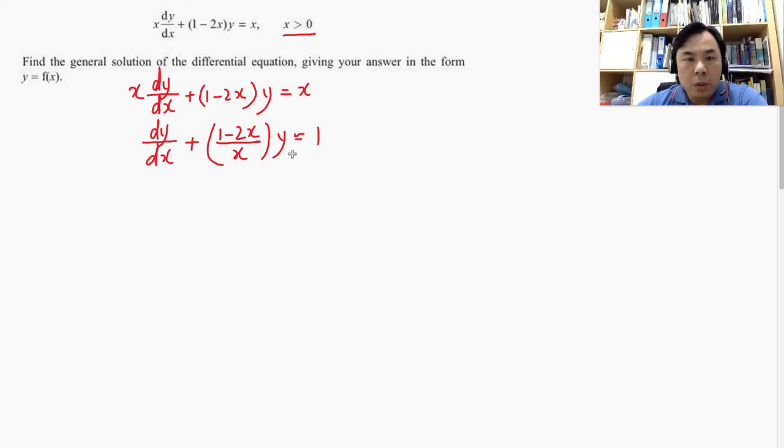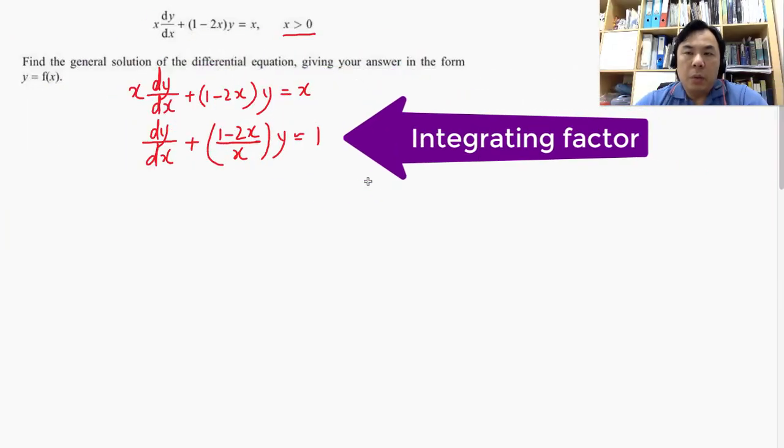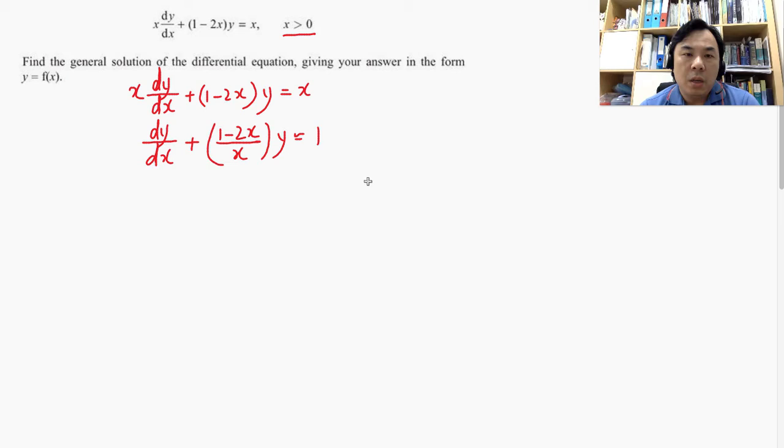Now, from here onward, we notice that this first order ordinary differential equation is non-separable. So what should we do then, right? So here we are going to introduce a function which we call the integrating factor that will allow us to change the structure of this first order ordinary differential equation into a structure that looks very similar or has some relationship to the product rule. Okay, now what do I mean by that? All right, let's check this out.